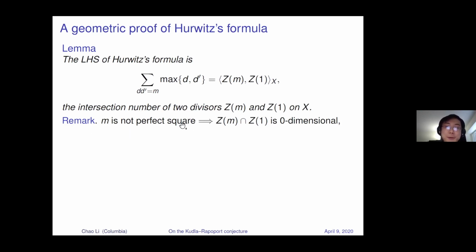If M is actually a perfect square, then the diagonal Z1 is a component of Zn, because you can simply take the same elliptic curve and take the isogeny given by multiplication by the square root of M. In that case, the intersection will be degenerate. So the assumption exactly ensures the intersection is non-degenerate.